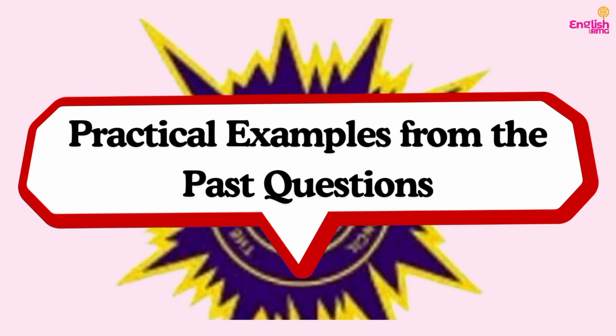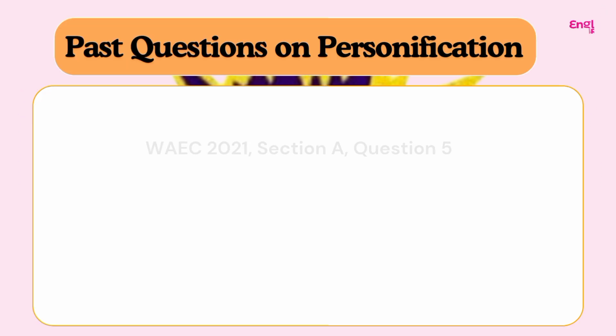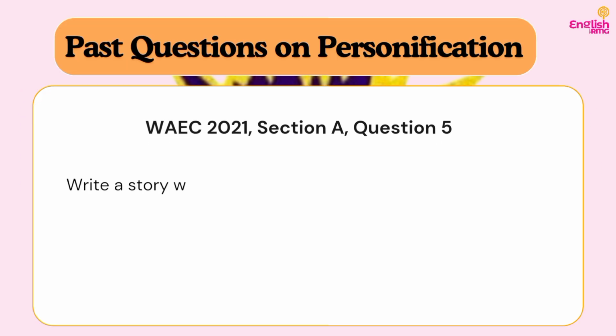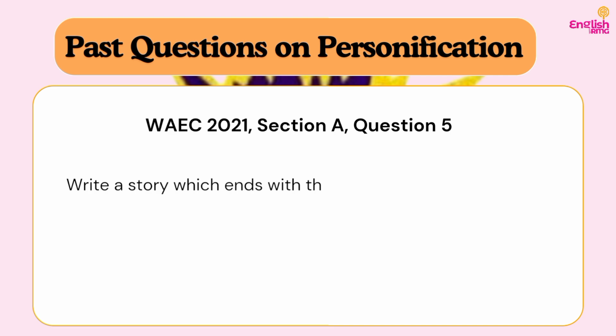Because if I don't do this with you, it means that I'm just giving you information. I'm not being practical. So let's look at a few questions from the past questions. So we have question 5 from section A, 2001. From section A, we usually have 5 questions, but you are only asked to choose one and answer. So I've chosen one, which is a story. Write a story which ends with the statement, "better late than never."